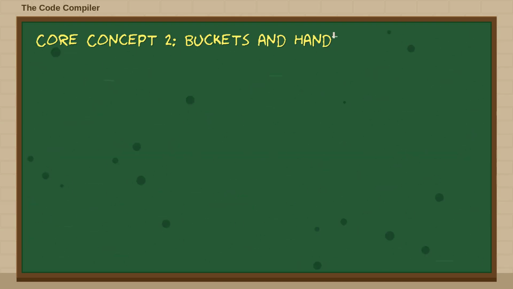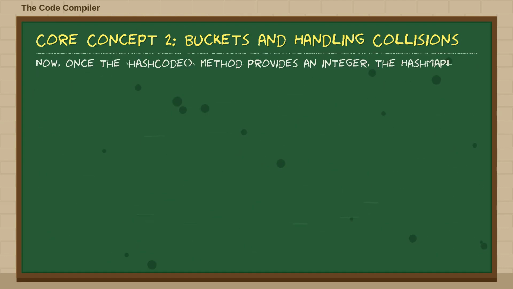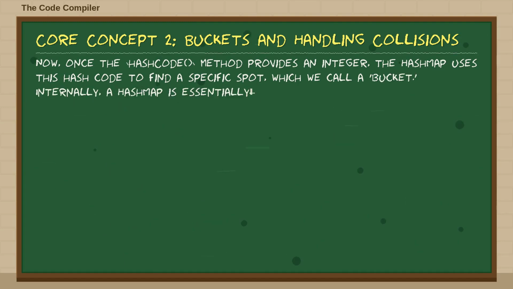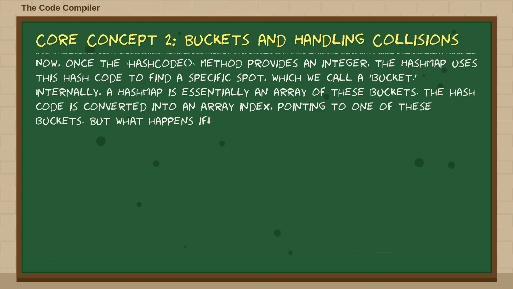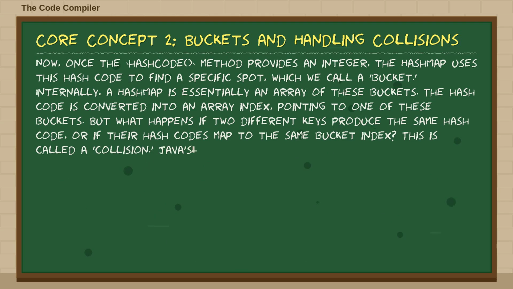Now, once the hashCode method provides an integer, the HashMap uses this hashcode to find a specific spot, which we call a bucket. Internally, a HashMap is essentially an array of these buckets. The hashcode is converted into an array index, pointing to one of these buckets. But what happens if two different keys produce the same hashcode, or if their hashcodes map to the same bucket index? This is called a collision. Java's HashMap is smart, it handles collisions gracefully.